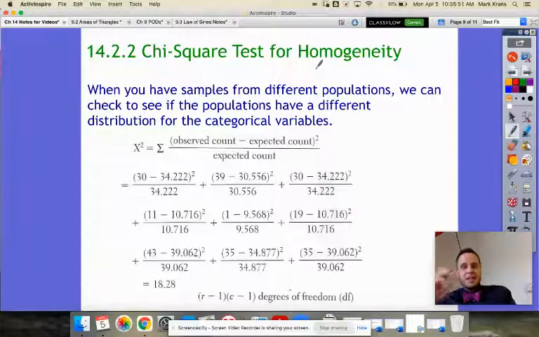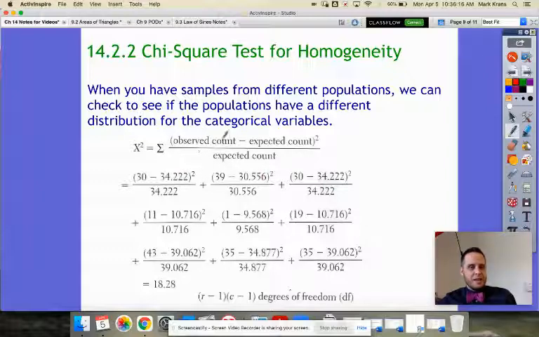Homogeneity means that there are two populations, or three or four or five populations. We can check to see, do they have different distributions for the categorical variables? So if you think back to that mosaic plot where we had the types of cars that they have in the United States and in Europe and Asia, okay? Are those distributions the same or are they different, okay?